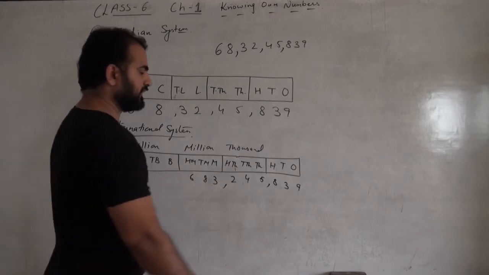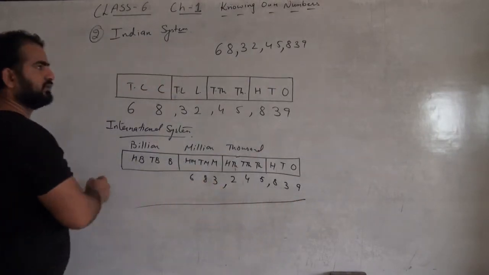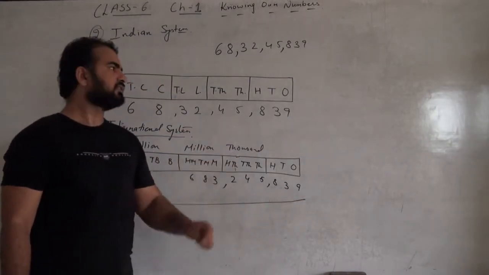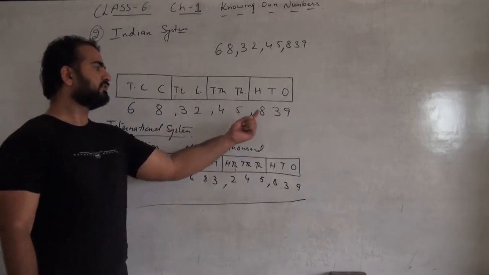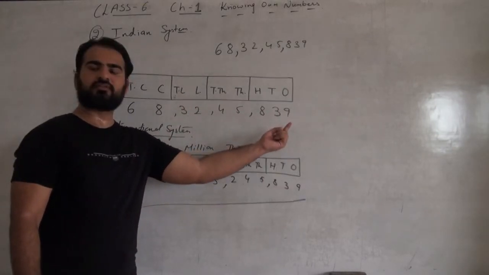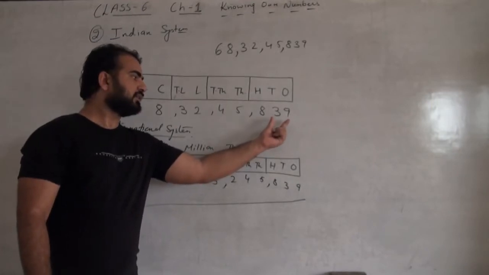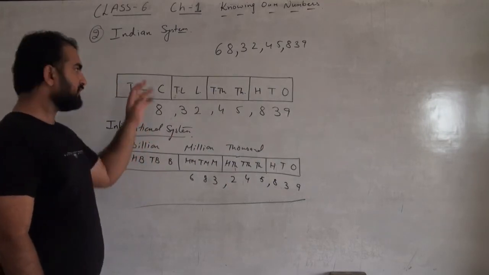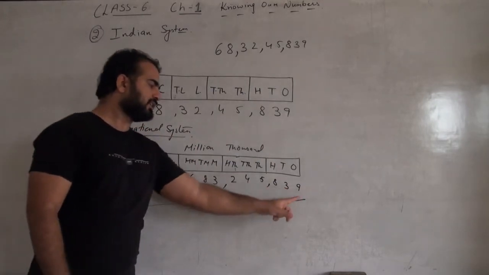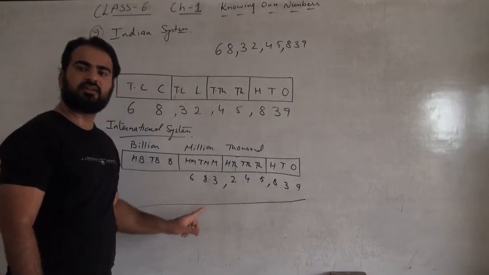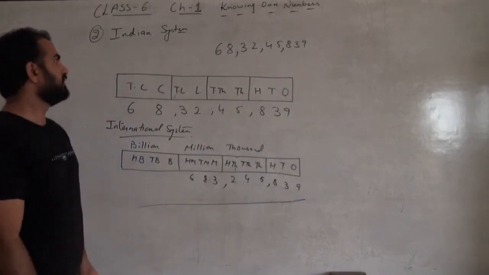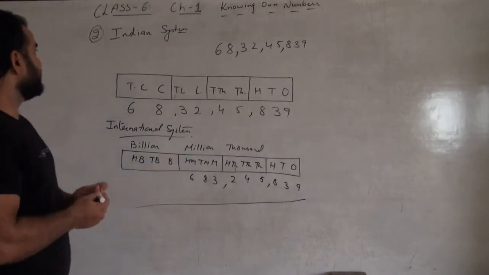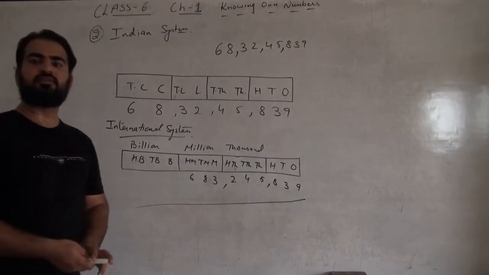683,245,839. This is the final answer. So the main difference is, in the Indian system, we have to place the comma after 3 digits and then after every 2 digits. And in the international system, we have to place the comma after every 3 digits. So class, this is our Indian and international system of numeration.